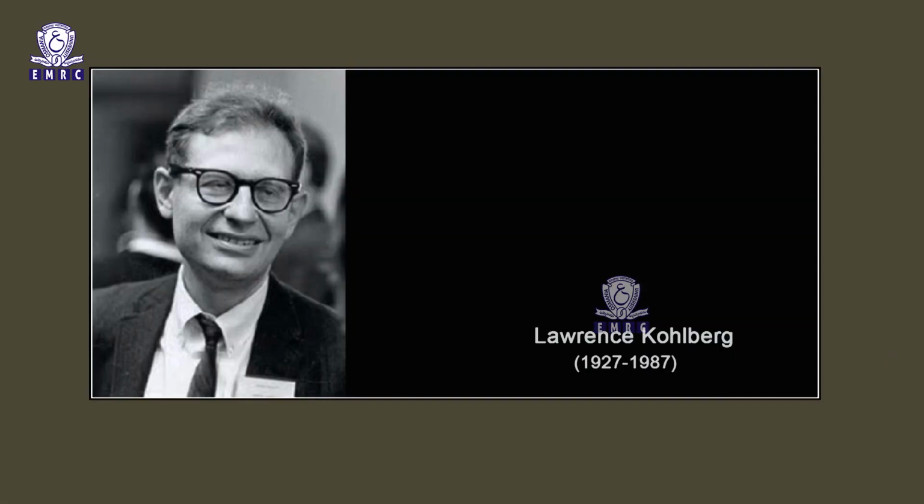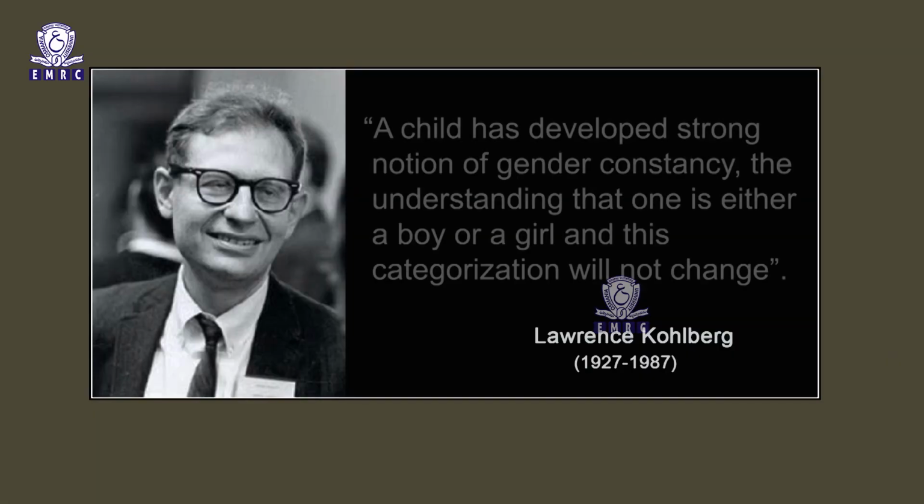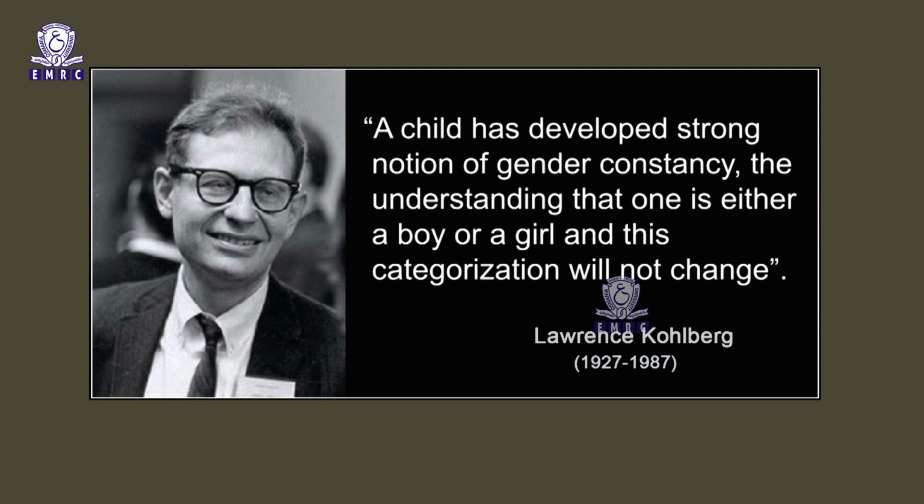This theory has originated from the work of American psychologist Lawrence Kohlberg. According to this theory, a child has developed a strong notion of gender constancy, the understanding that one is either a boy or a girl, and this categorization will not change. So, this cognition is not neutral. They recognize women's and men's roles based on what society has defined.